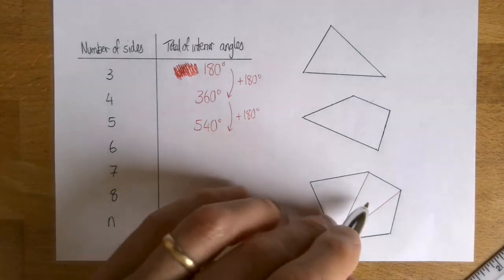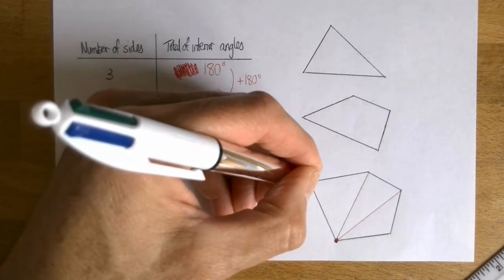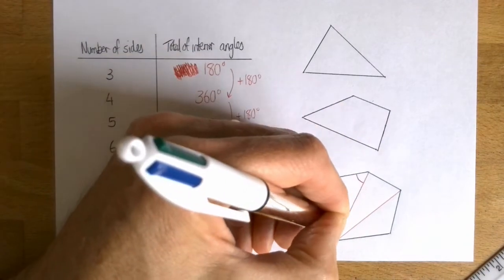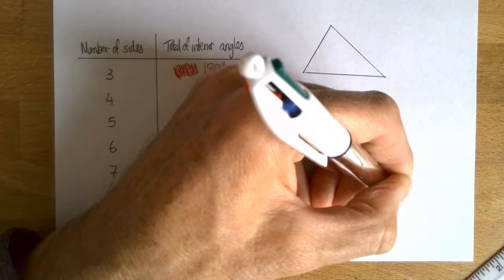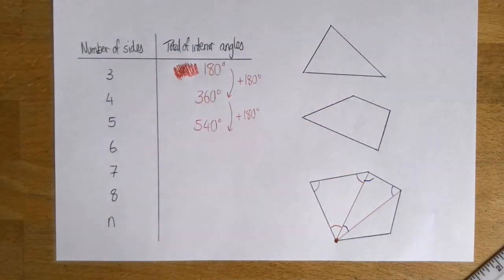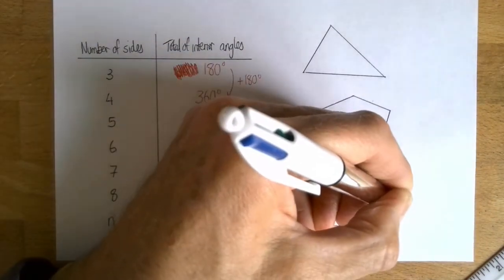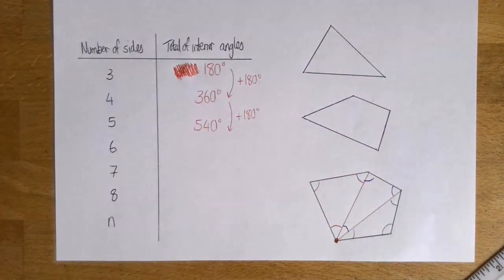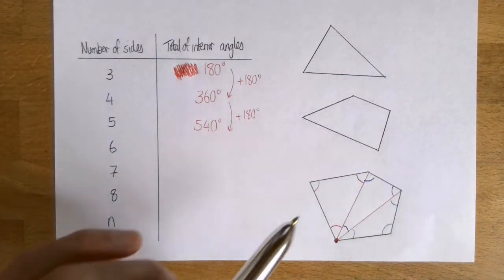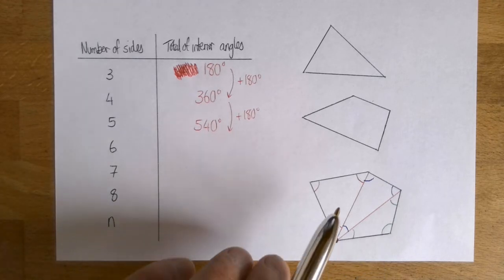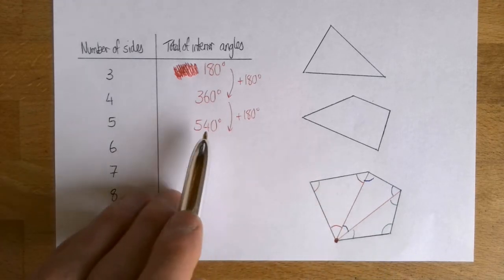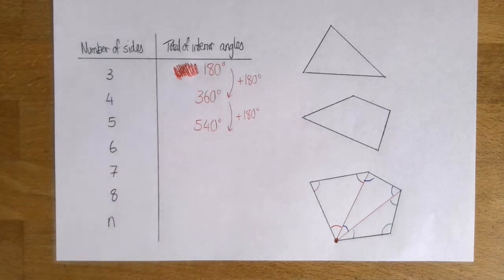Now that creates 1, 2, 3 triangles, and if I look at the angles in those triangles, there's the angles in that triangle, and there's the angles in that triangle, and there's the angles in that triangle. The angles in those 3 triangles together give me all of the interior angles in that pentagon. And so I know that the angles in a pentagon add up to 3 lots of 180, and 3 lots of 180 is 540. Let's keep going.